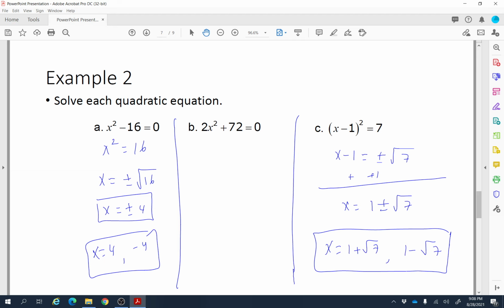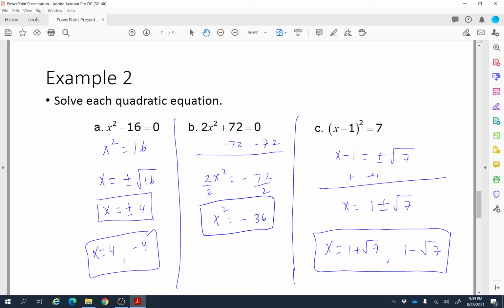Now it's time to solve this one. To solve this middle one, first of all, we subtract 72 from both sides. And by doing that, it gives us 2x squared equals negative 72. Now we just divide both sides by 2. It gives us x squared equals negative 36.